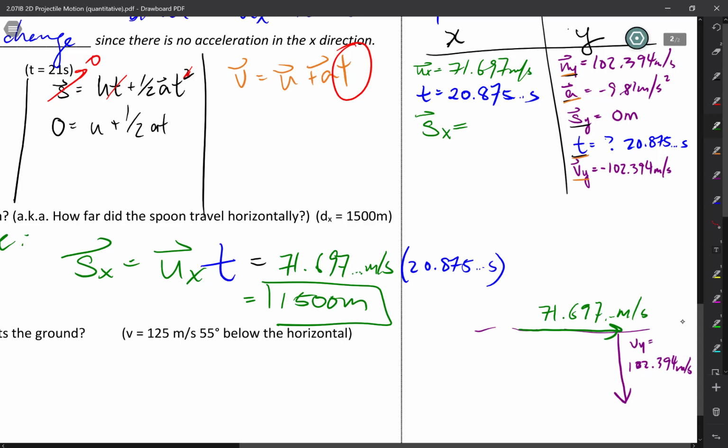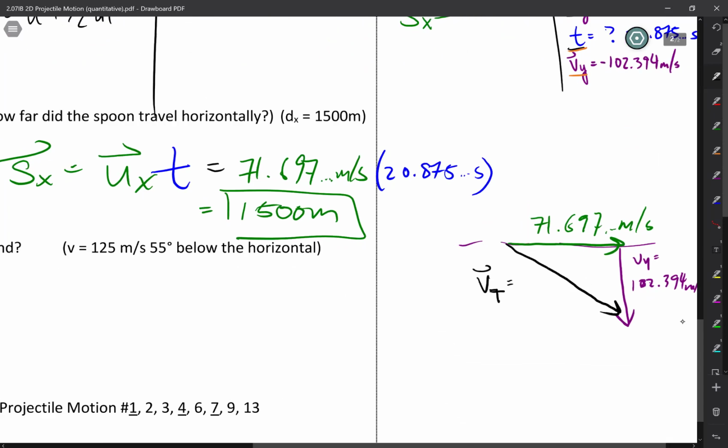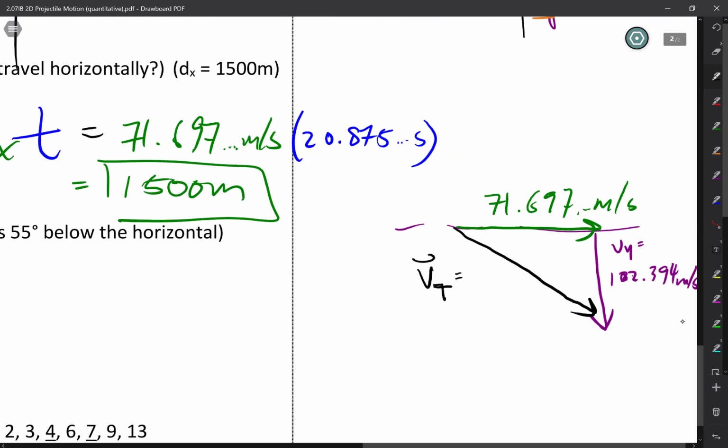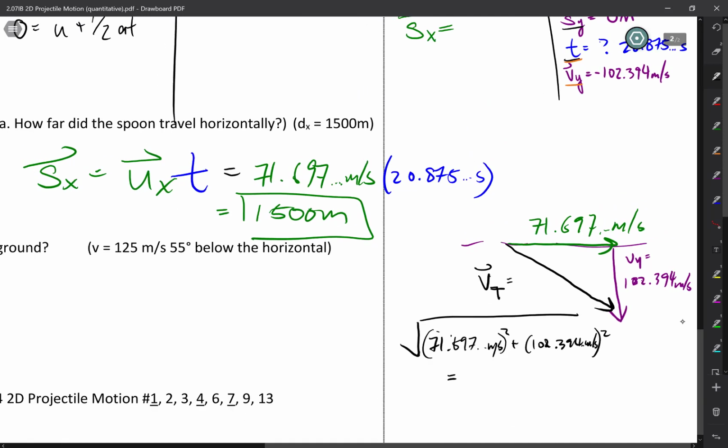And the resultant velocity is our final velocity, the total. This is the one that we want. And of course, if you take a look, it's just Pythagoras. If we just do the Pythagoras, and after you put everything together, you will find that it is exactly 125 meters per second, which was the original velocity.